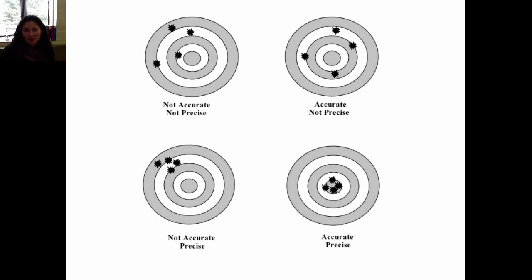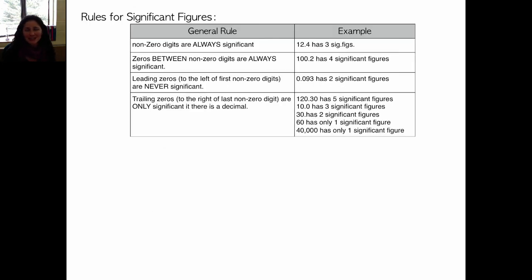So keep these things in mind as we go through our labs and as we talk about significant figures, because significant figures can tell us something about how accurate and precise some measurement is, or a dosing recommendation is.